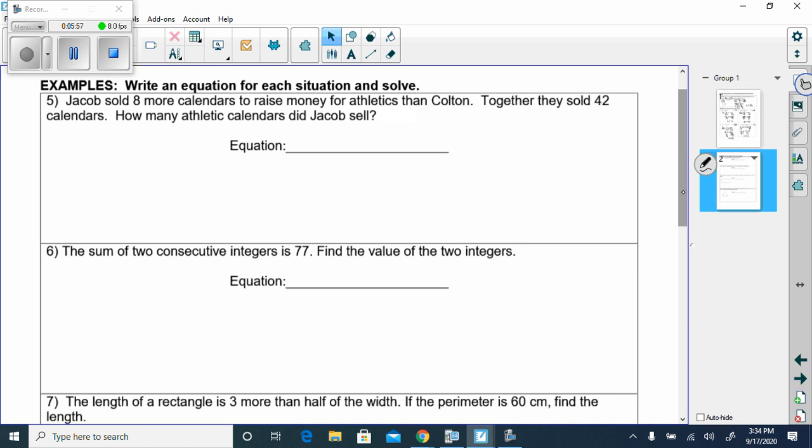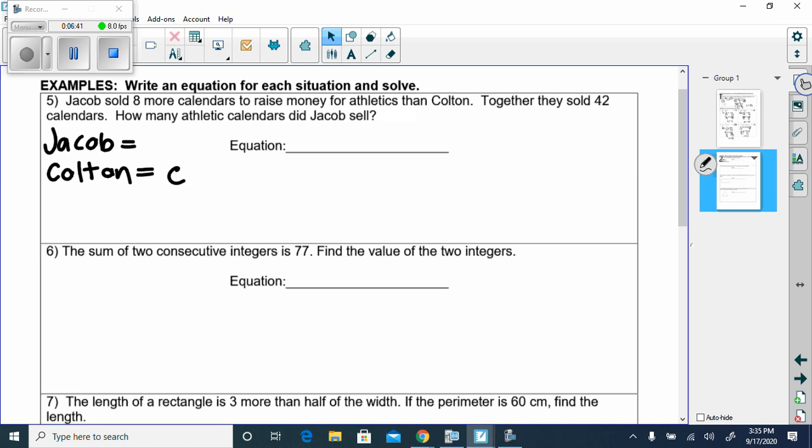The first one says that Jacob sold 8 more calendars to raise money for athletics than Colton. Together, they sold 42 calendars. How many athletic calendars did Jacob sell? So we got 2 people who sold, Jacob and Colton. Do I have any idea how many Colton sold? Does it say that in the problem? No. So I am trying to figure out how many Colton sold. That would be my unknown or my variable. So, maybe C for Colton.